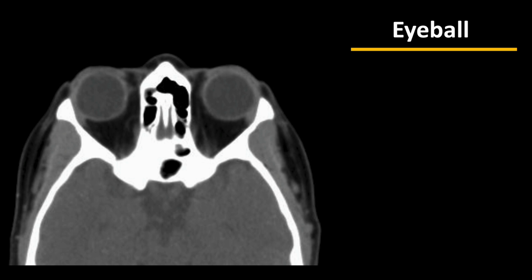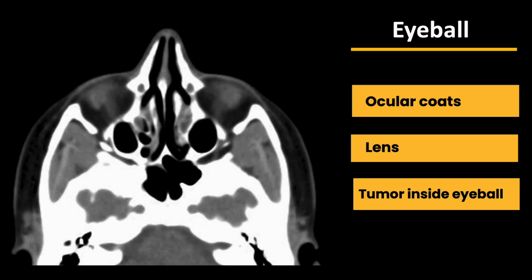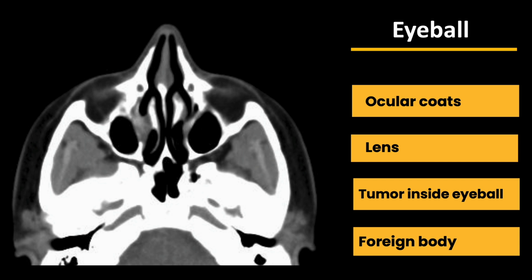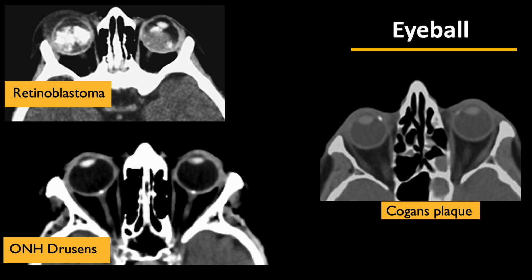Look at the integrity of the ocular coats. Lens, look if there is any tumor inside the eyeball and rule out foreign body. Bilateral calcification with intraocular tumor suggests retinoblastoma. Nodular, hyperdense, white areas bilaterally show optic nerve head drusen. And calcification at the insertion of the medial rectus muscle here shows a Cogan's plaque.